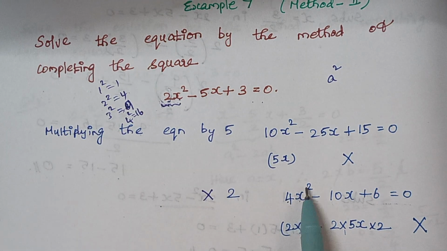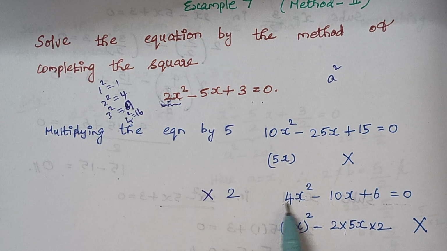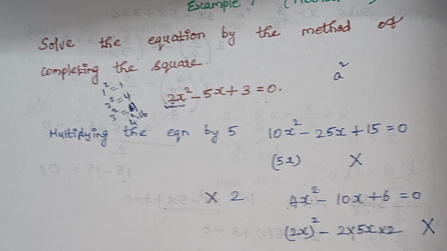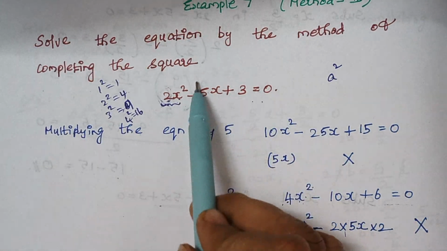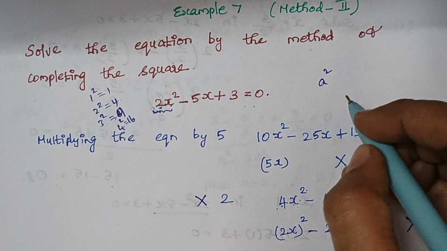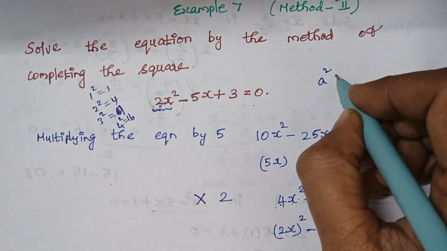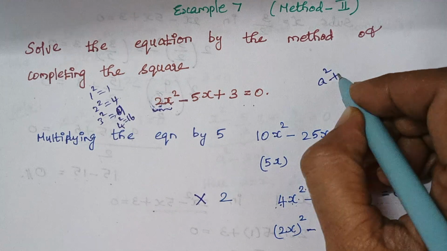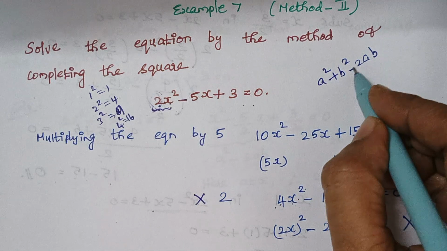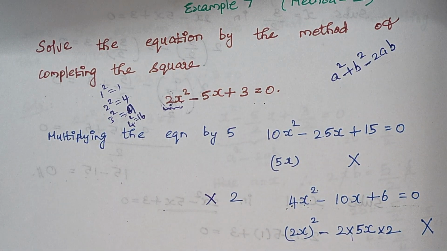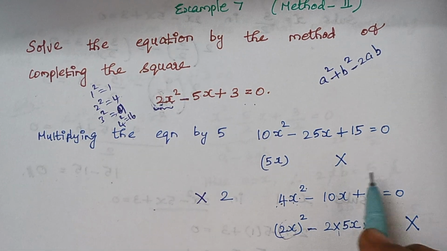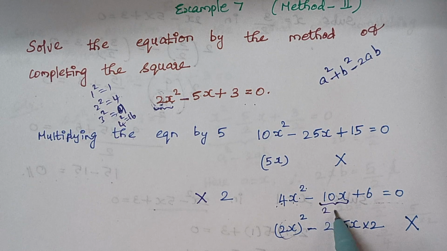So 4x square can be written as 2x the whole square minus, you see here we have a minus. So how to represent this? Our aim is to represent this in the form of a square plus b square minus 2ab. Since we have a minus, we go with minus 2ab. If it is plus, then it will be plus. Now, here we have a square, it is fine. And this term represents 2ab.